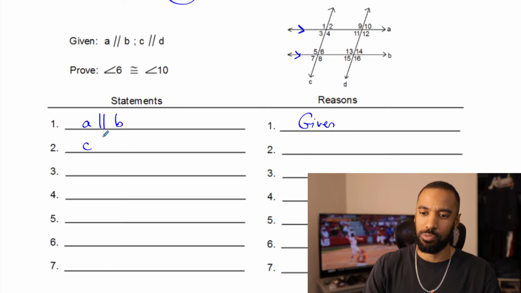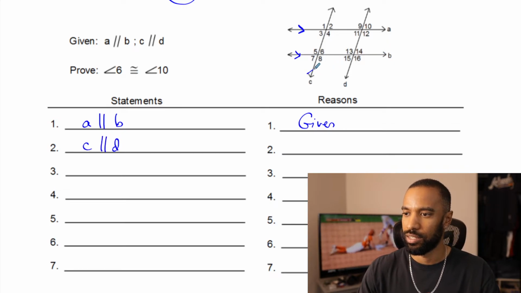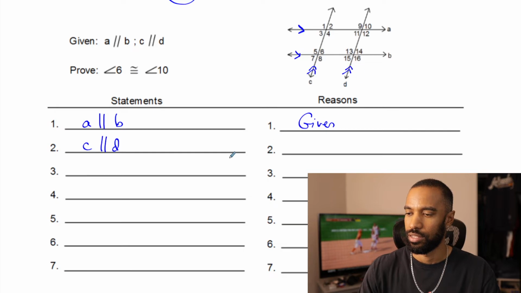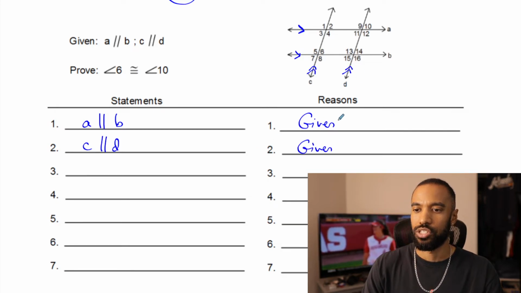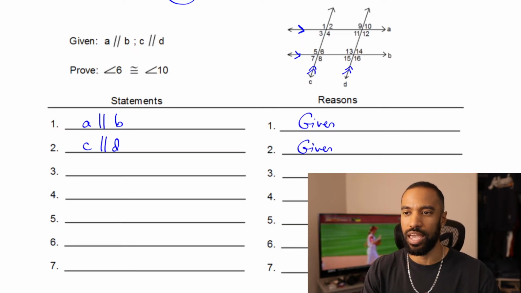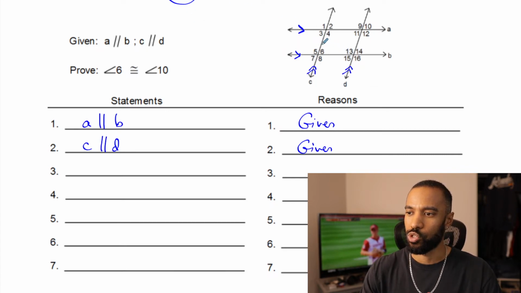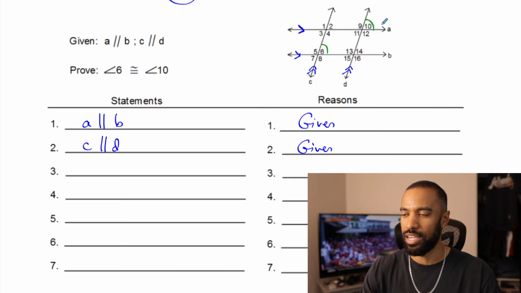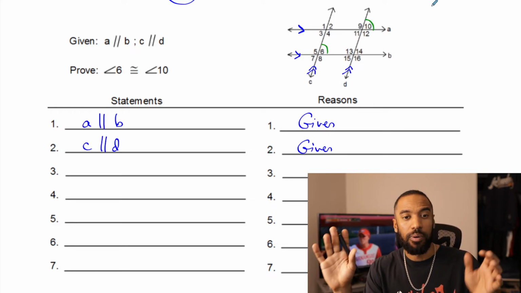Given that line C is parallel to line D, let's use that info to prove angle 6 is congruent to angle 10. Now, angle 6 is right here. Angle 10 is right here. I would love to call out corresponding angles.